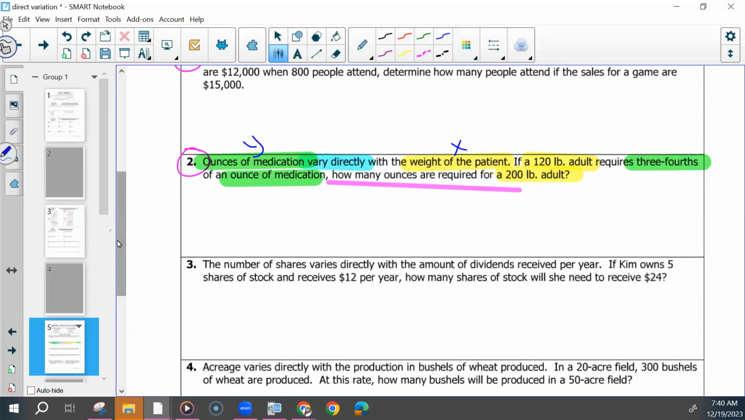Every time we see weight, that's our X. Every time we see ounces, that's our Y. So are we looking for X or Y? Y. So we're looking for a number of ounces. Thinking back to how we were solving yesterday, take the two numbers that you're given, 120 and 3/4, and use that to find K. Since 3/4 would be a fraction, we don't want a fraction within a fraction, so change it to a decimal. And that would be ounces per pound.